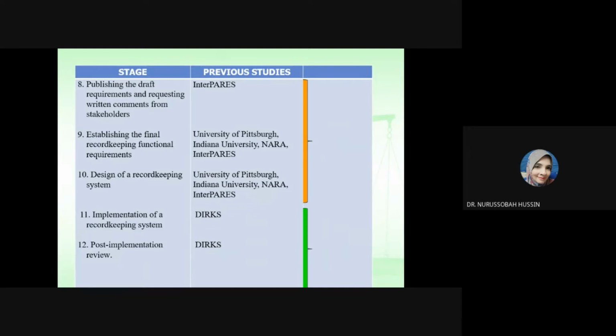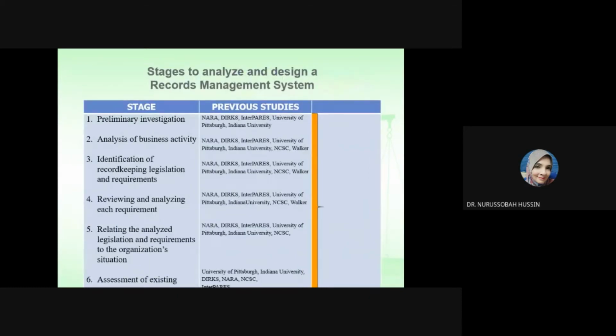Once we have established the final record-keeping functional requirements, then we can give them to the technical designer to design a record-keeping system. Once the technical designer has designed the record-keeping system, then we can implement it. And finally, we must have the post-implementation review. For today, we're going to focus on these two: preliminary investigation and analysis of business activity.